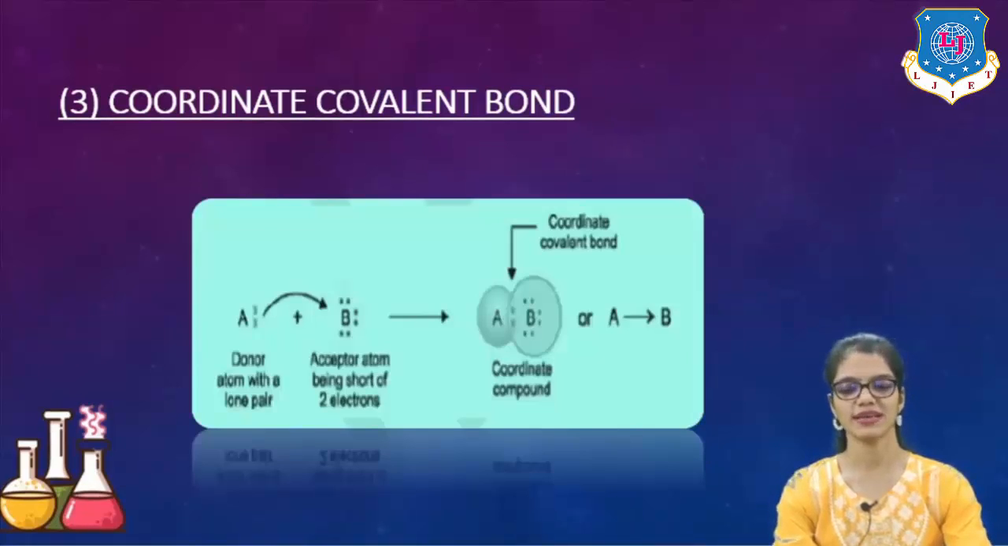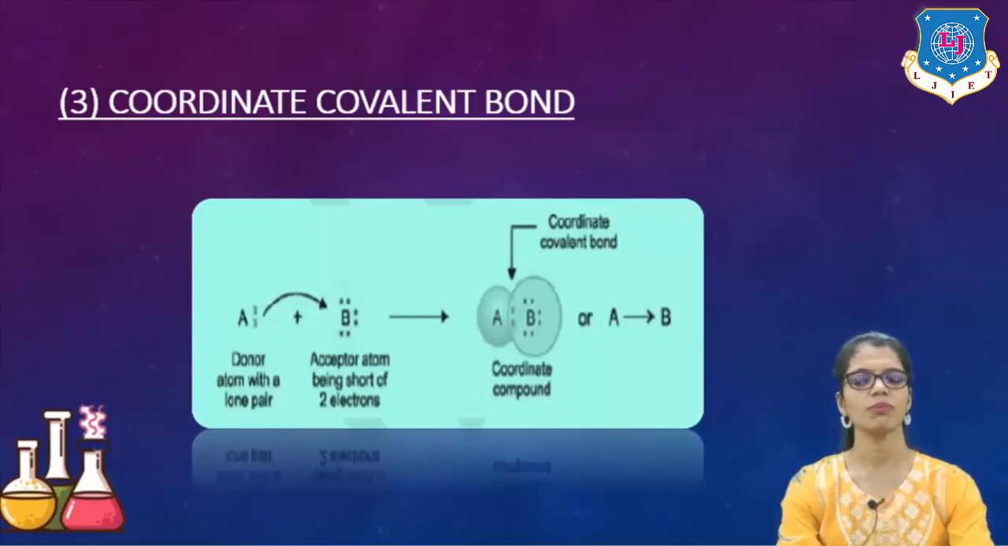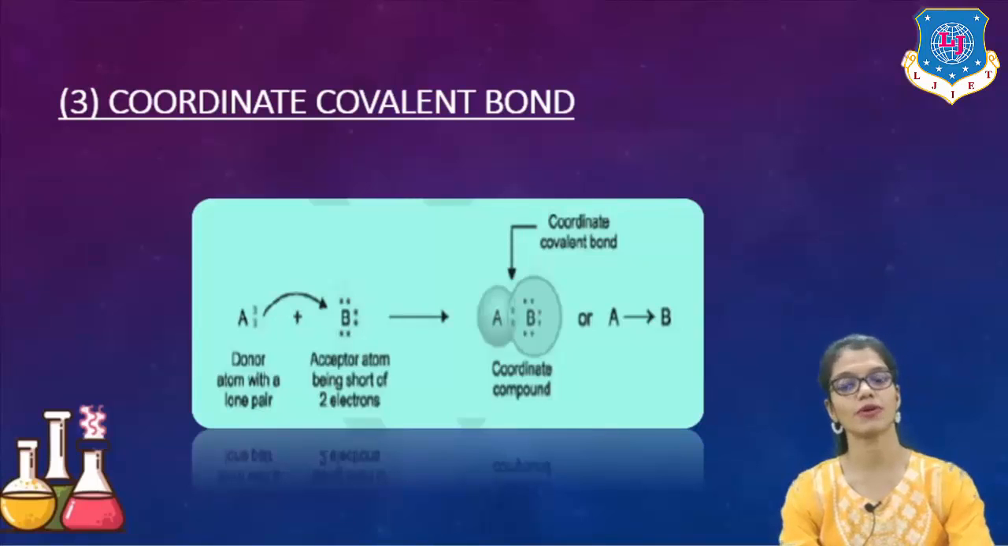Now, let's take the example here. As you can see in the image, we have A and B. The electrons required for the bond formation are given by A, while B just takes part in it. So A gives both the electrons, a coordinate covalent bond occurs, and formation of a coordinate compound happens here.